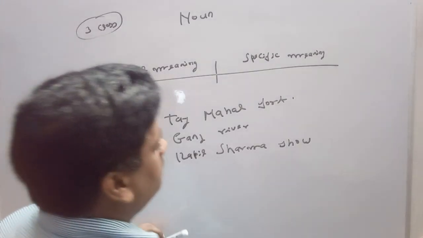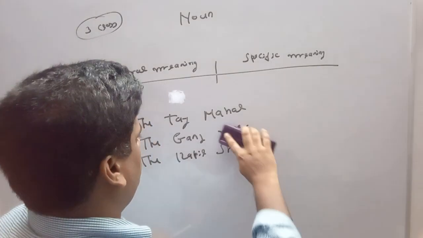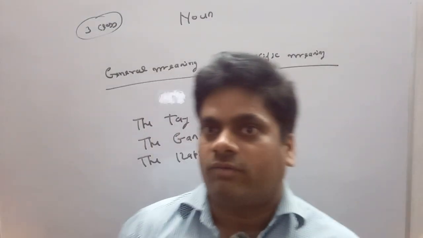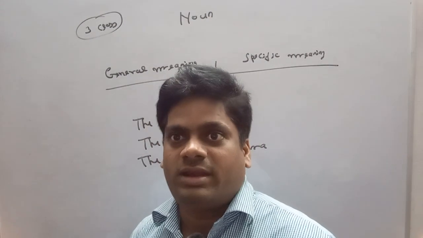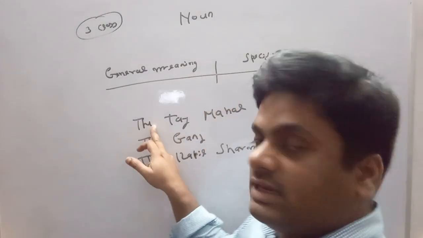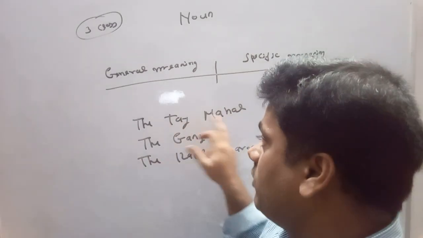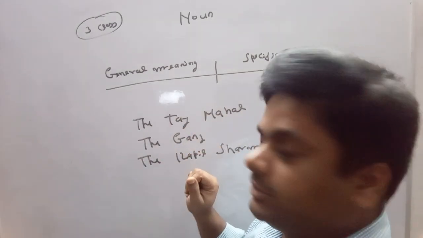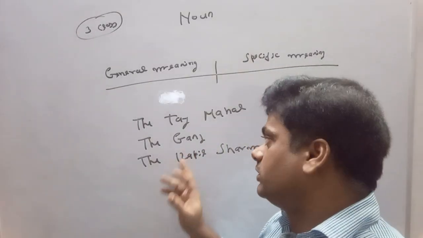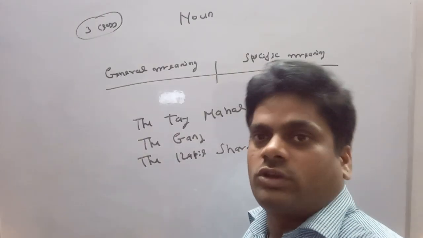If there is no common noun, in the absence of a common noun, a proper noun may have an article, but the article is not working with proper noun, it is working with common noun, and common noun is hidden. Here also common noun is hidden. The Ganga, it means we are talking about river. The Kapil Sharma, it means we are talking about Kapil Sharma show.